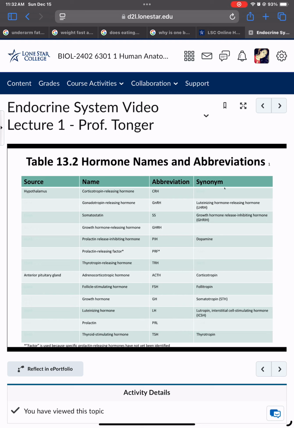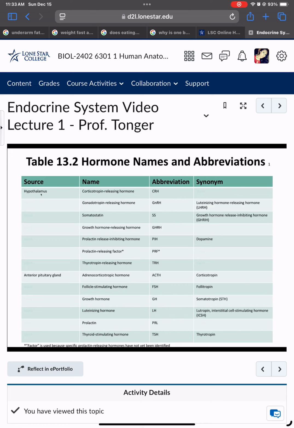And then these are the synonyms. In one book, you might see gonadotropin releasing hormone described as luteinizing hormone releasing hormone. So do not get confused. You can always come back to this table. This is a basic table which describes the gland and what hormones it is releasing.